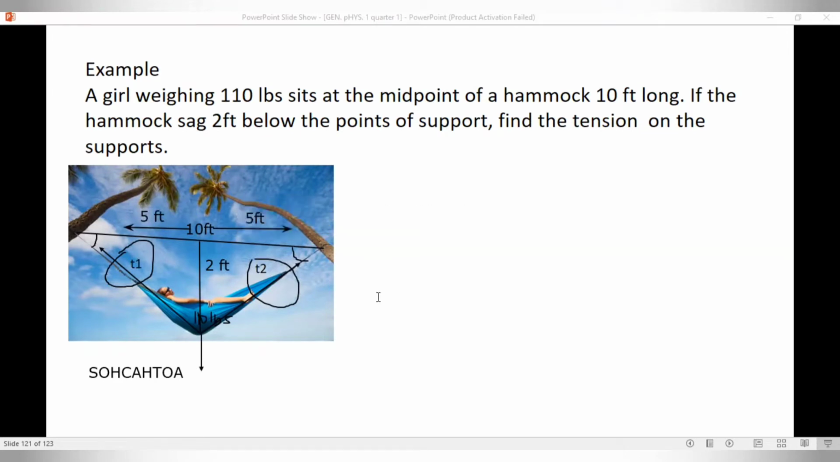Ayan. So para po makuha natin yung angle nito, gamitan natin ng tangent SOHCAHTOA, which is opposite over adjacent. Okay? So for theta, I don't know how to get the theta.